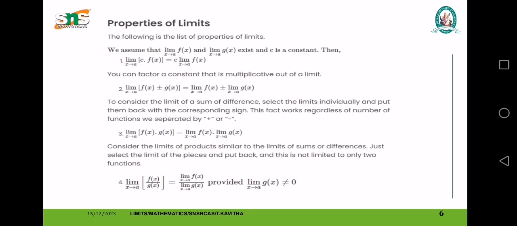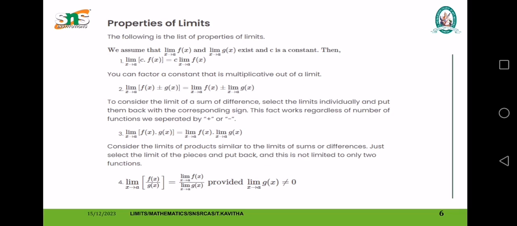These are the properties of limits. The following is the list of properties of limits. We assume that limit x tends to a f of x and limit x tends to a g of x exist and c is a constant. If the two functions exist, then limit x tends to a c into f of x is equal to the constant c, we take it outside, c times limit x tends to a f of x. You can factor a constant, that is a multiplicative constant, out of a limit.